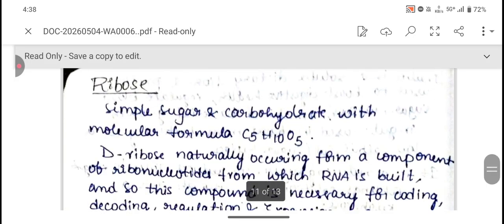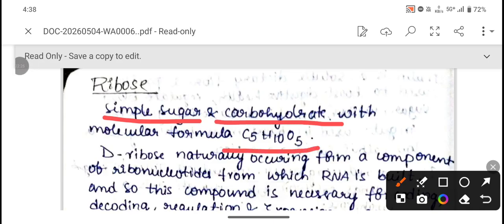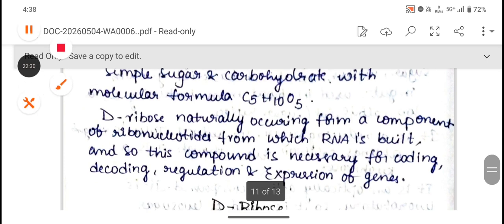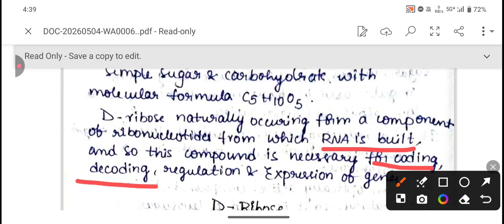So the third one is ribose. Ribose is a simple sugar, again a carbohydrate, with molecular formula C5H10O5. D-ribose is the naturally occurring form, a component of ribonucleotides from which RNA is built. So RNA, ribonucleic acid, is built by the ribose, and this compound is necessary for coding and decoding, regulation and gene expression.